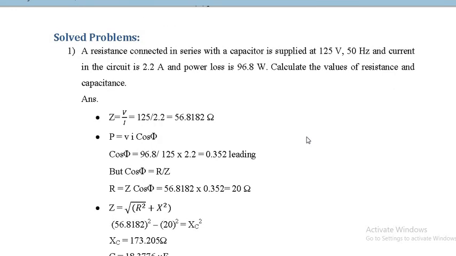The very first problem: a resistance connected in series with a capacitor is supplied at 125 volts, 50 hertz. Current in the circuit is 2.2 amperes and power loss is 96.8 watts. Calculate the values of resistance and capacitance. Since the current and voltage are both given, you can find out Z, which comes out to be 56.8182. Then power is also given as 96.8, so 96.8 is equal to VI cos phi. You know the values of V and I, so you can find the value of cos phi.